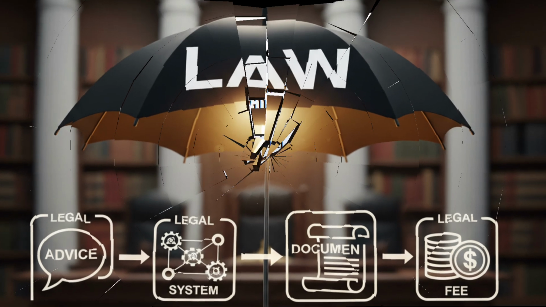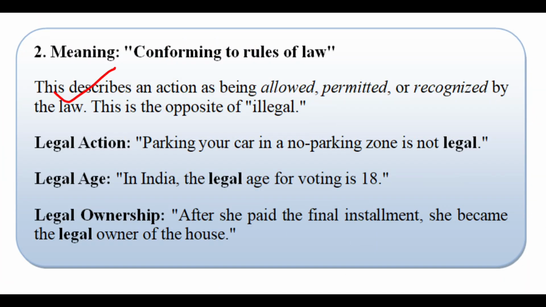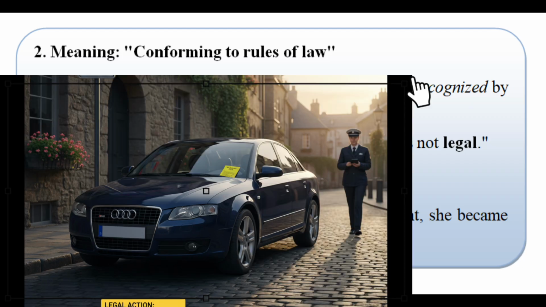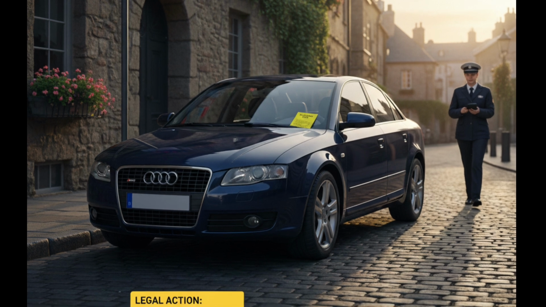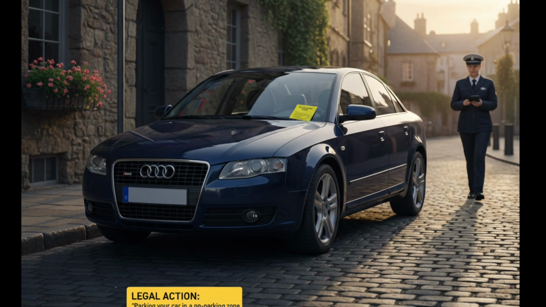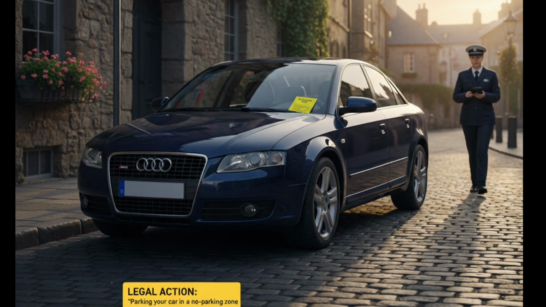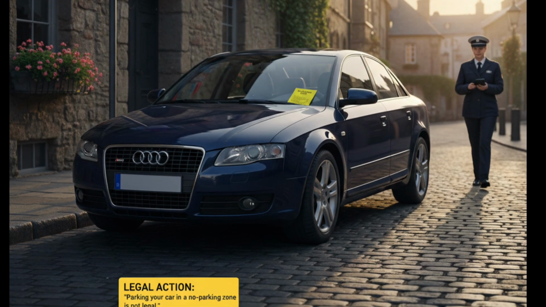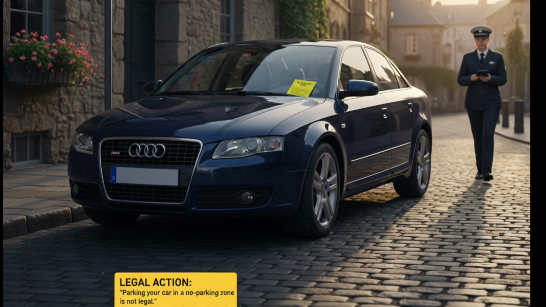Now let's understand the meaning of conforming to the rules of law. Friends, the term conforming to rules of law describes an action as being allowed, permitted or recognized by the law, and this is opposite of illegal. Friends, let's consider some of the statements to understand the meaning of conforming to rules of law. Number 1, parking your car in a no parking zone is not legal. Dear friends, here an action of parking the car in a no parking zone is illegal because this action is not permitted or recognized by the law, hence it is not conforming to rules of law.